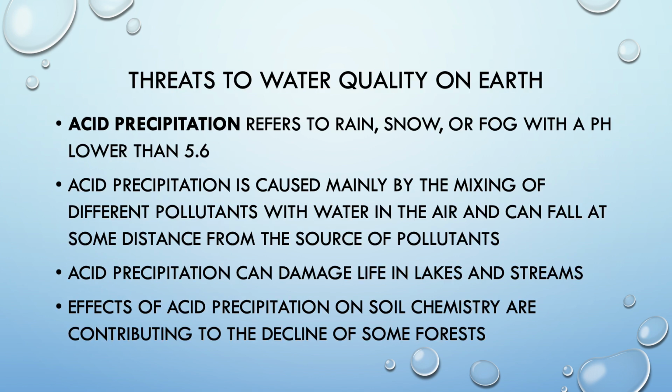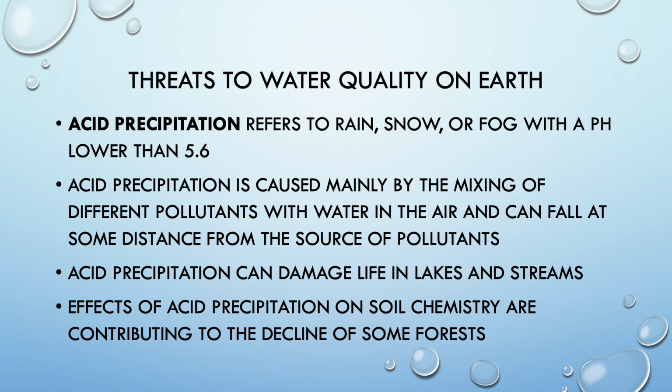Threats to the water quality on Earth. Acid precipitation, precipitation meaning rain, snow, fog. If it's acidic precipitation, it has a pH lower than 5.6. Acid precipitation is caused mainly by mixing of different pollutants with water in the air, and then they can fall at some distance from the source of the pollutants. So you could have something happening in one city, but because it's getting mixed with the precipitation, that rain would fall somewhere else, being acidic.